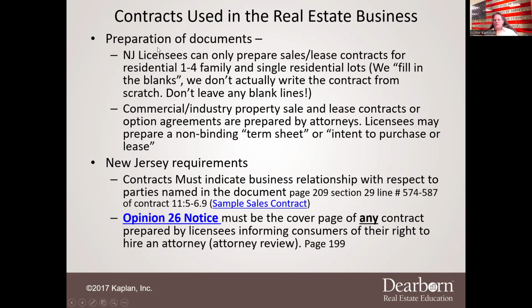So when we're preparing the documents, the contracts, we don't write contracts from scratch. These contracts were already prepared by attorneys and approved by the Real Estate Commission for our use. They have blank lines on them, and we just fill in the blank lines. If we're using our contract form system, we have a digital contract form system, and that would be a way that we could keep track of them. We get it for free. It's part of our realtor dues. It's included by New Jersey Realtors. Gives us that one benefit.